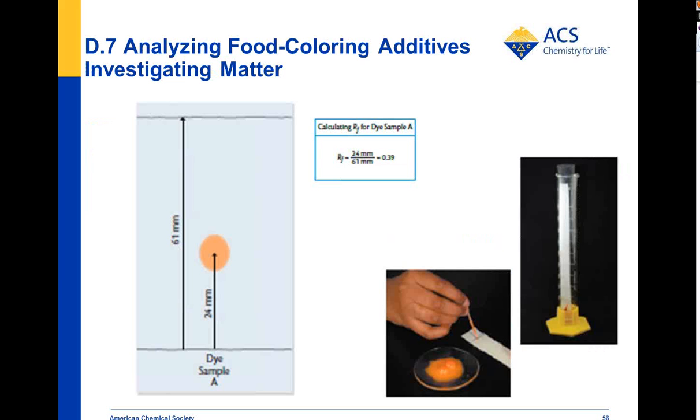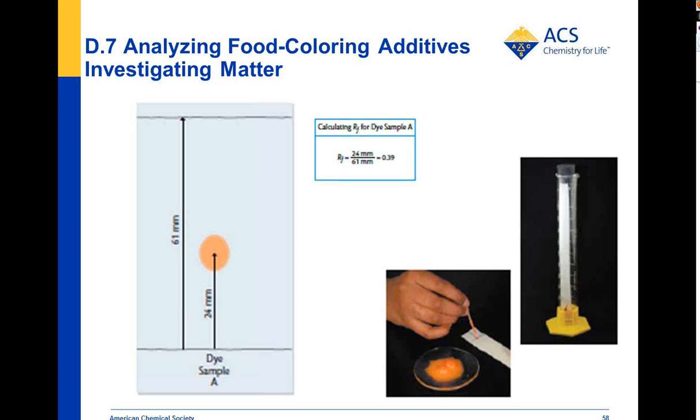The food additives then are all listed, and now we're going to analyze in D7. We're going to analyze for food coloring additives and investigating matter. This one doesn't take all period. It's a fairly short one, but they need to leave their samples to dry. They're going to do a little bit of paper chromatography and also calculate the retention factor, which is calculated by the distance moved by the dye sample.